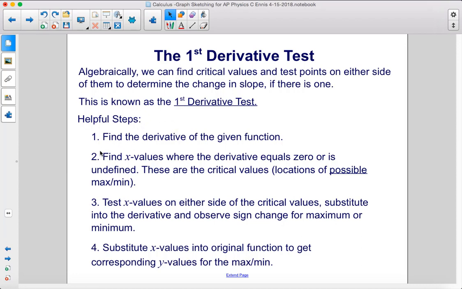Helpful steps. Number 1, find the derivative of the given function. 2, find x values where the derivative equals 0 or is undefined. These are the critical values, or the locations of possible maxima and minima. Number 3, test x values on either side of the critical values, substitute into the derivative, and observe sign change to determine if it is a maximum or a minimum. Number 4, substitute x values into the original function to get corresponding y values for the maximums and minimums.